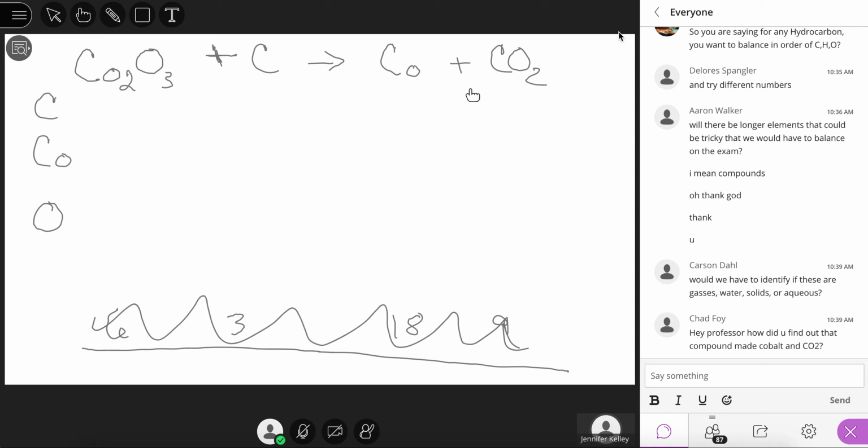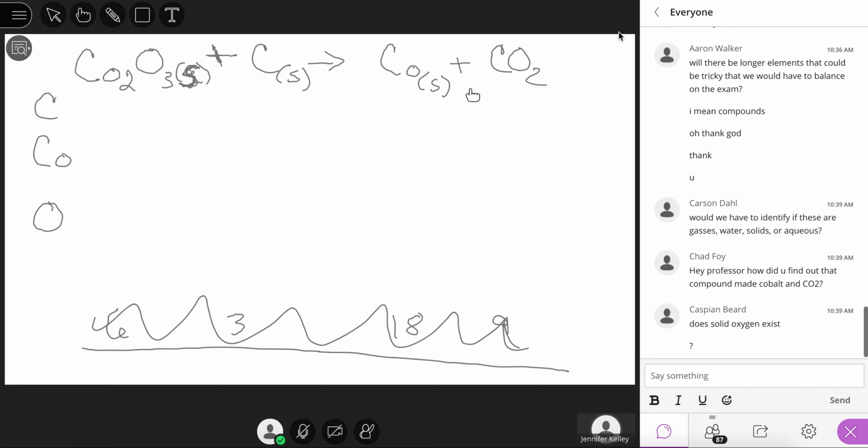Yes, you should put the symbols here. You wouldn't necessarily know this; this would have to be given to you. Things like O2, that's definitely a gas. You should do that, but actually this was a solid. I don't know why I put it as a gas. And then cobalt is a solid. It's a metal, I think. And then this is a gas as well. Yes, solid oxygen does exist. You just have to get it really, really cold.